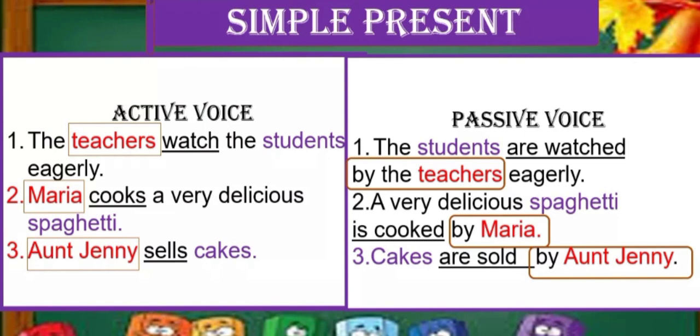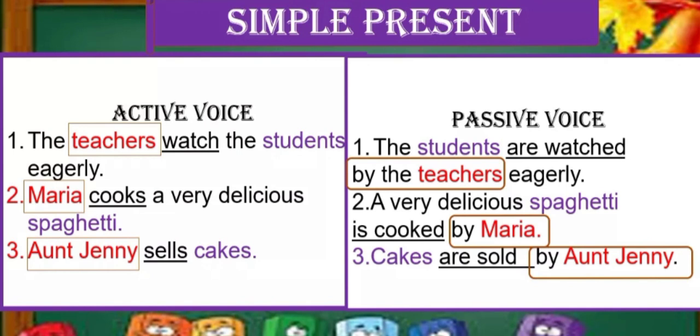Number 2, Maria cooks a very delicious spaghetti. So in here, from changing it from active to passive, please take a look at the change in the passive. So a very delicious spaghetti. So we now have here, where do we always start the change? So from after the verb in the active, that is where you're going to start changing the passive. So for example, in here, after the verb cooks, we have a very delicious spaghetti. So we now start your sentence in the passive that way.